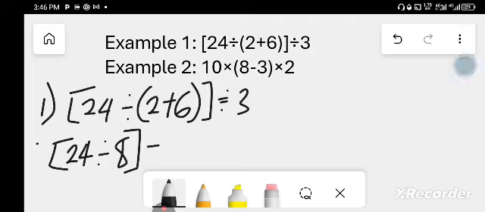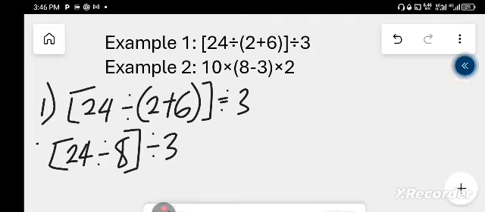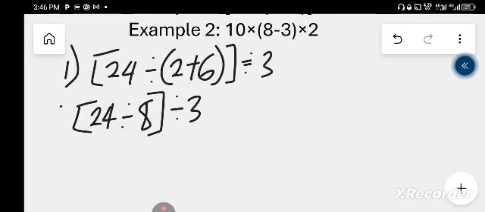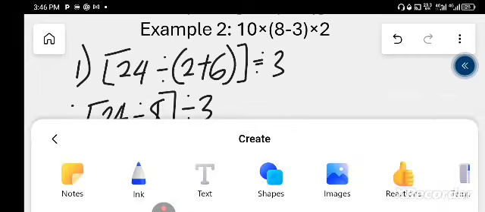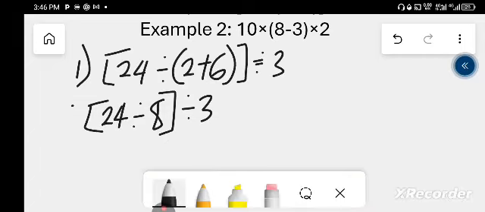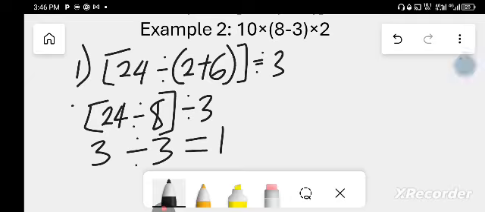So divided by 3. So we are following the order of operation. Having done that, then we solve the bracket again, which is 24 divided by 8. It gives us 3. So divided by the 3 outside, which gives us 1. So it's as simple as that.